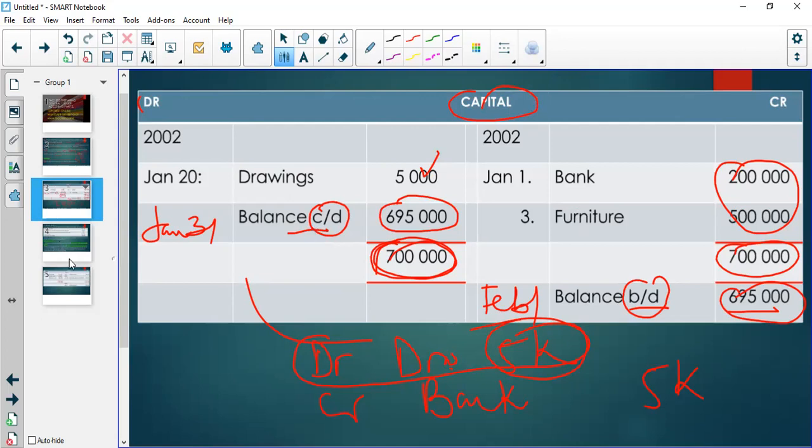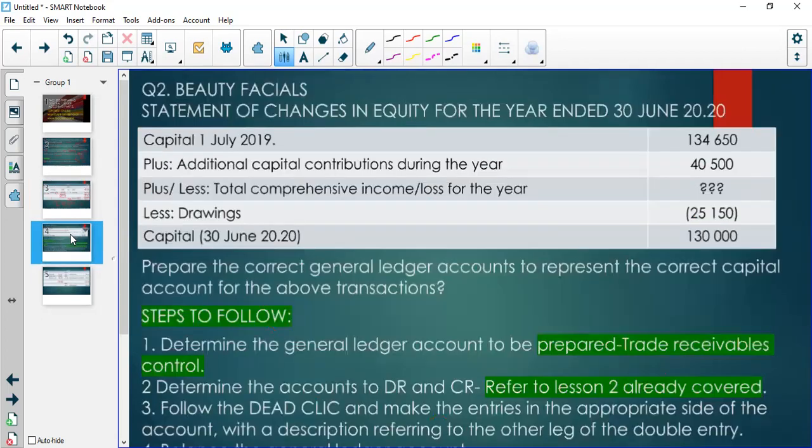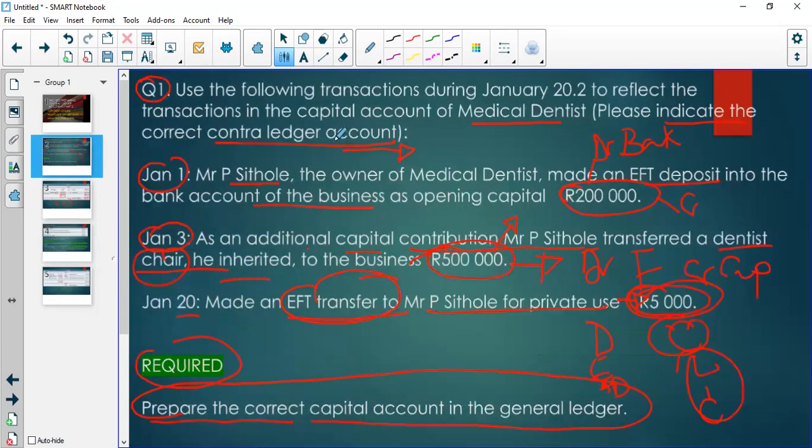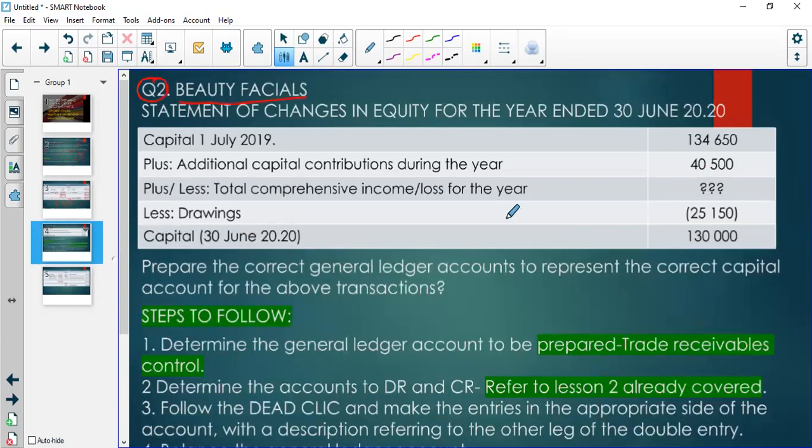Right, let's go to the next question so that we just complete quickly. So the question 2, in this question, we are not given the actual transactions by way of explanation. We are told that they have been recorded in the statement of changes in equity.